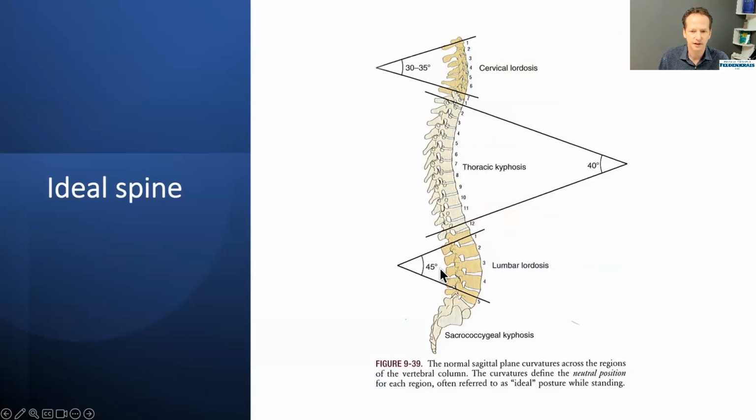This curve is also neighbored with 2 opposite curves, toward arching of the neck and arching of the lower back, 45 degrees in the lower back and about 35 degrees in the neck. So our ideal spine is not straight, it's beautifully curved. It has a nice harmonious curve throughout all the segments.